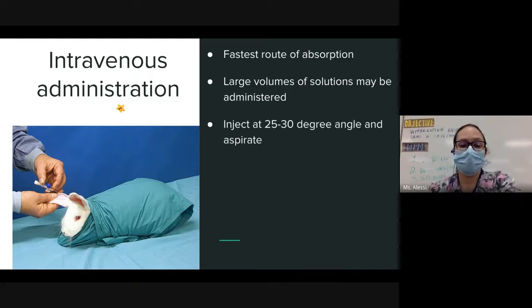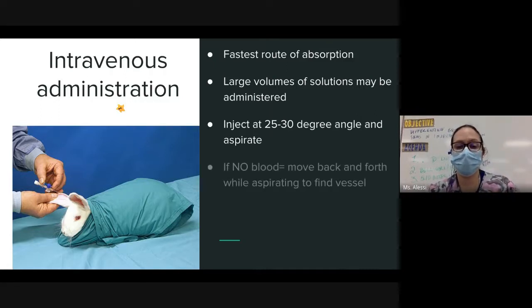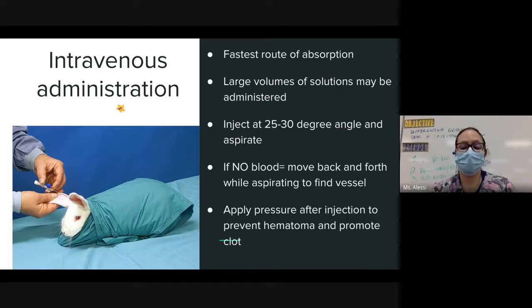So with the vein, you're at about a 25, 30-degree angle, aspirating. If there's no blood, that means I'm not in the vein, so I do not want to inject my medication. I'm going to need to pull out and re-aspirate and re-inject. I do not want to sit there and redirect for a while.